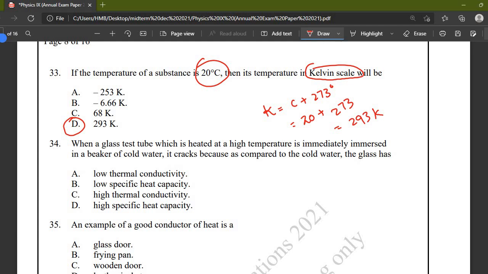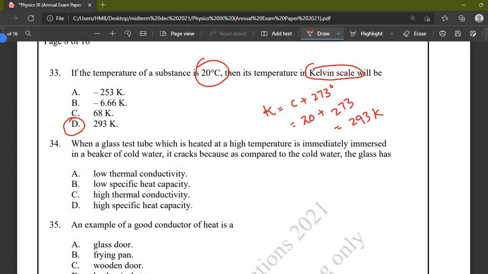When a glass tube which is heated to a high temperature is immediately immersed in a beaker of cold water, it is cracked as compared to the cold water. We have to identify the reason behind this phenomenon, that is, why the glass tube bursts or is cracked when it is put in the cold water.